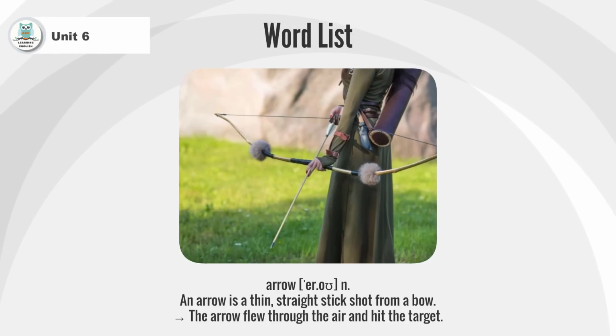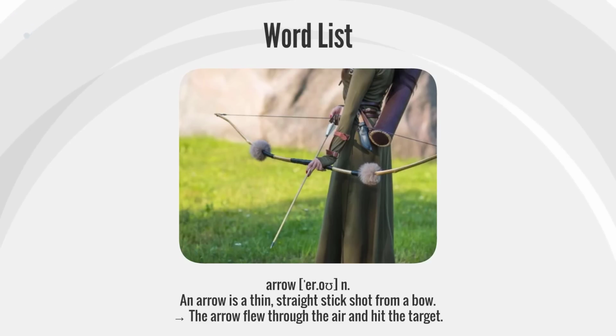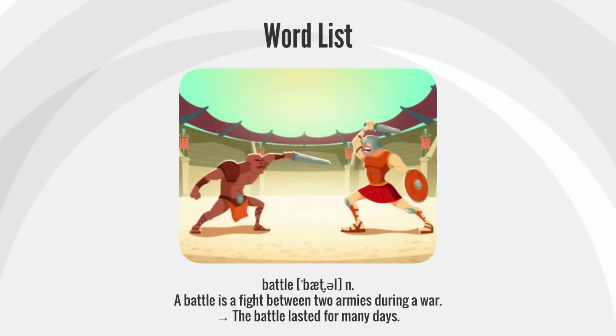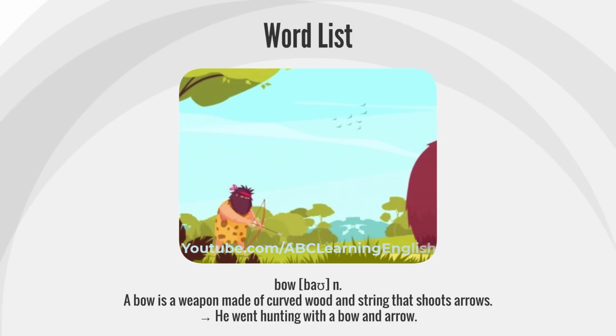Arrow. An arrow is a thin, straight stick shot from a bow. The arrow flew through the air and hit the target. Battle. A battle is a fight between two armies during a war. The battle lasted for many days. Bow. A bow is a weapon made of curved wood and string that shoots arrows. He went hunting with a bow and arrow.